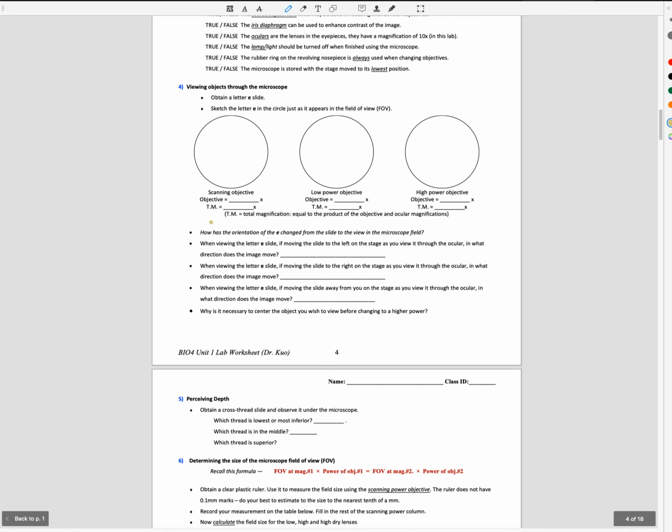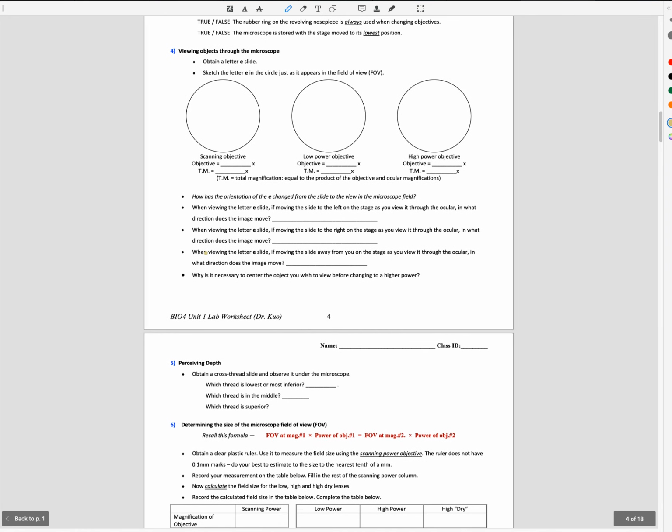This part of the worksheet also goes over the concept that when you move the slide to the right, and then you look through the microscope, you'll notice the image actually moves to the left. So it's moving in the opposite direction, but that stuff is not on the practical, at least for the summer course.